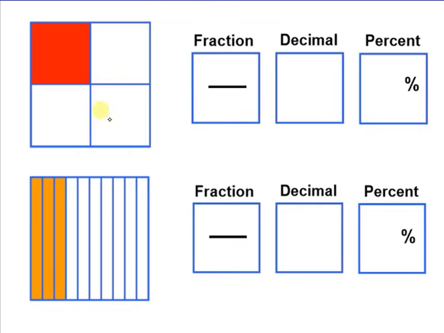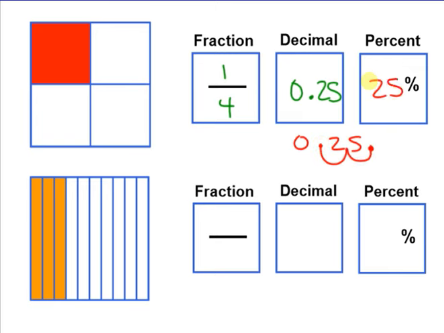Let's take a look at this one. What fraction is colored in? 1/4. What's 1/4 as a decimal? You should know this one. 0.25. Now, how do we make that a percent? Well, if we have 0.25, we move the decimal over 2 spots. That's 25%.